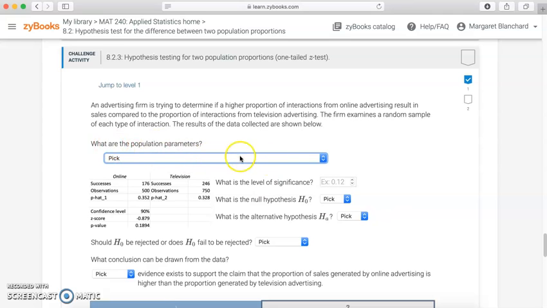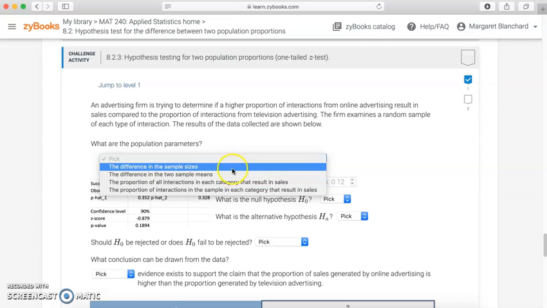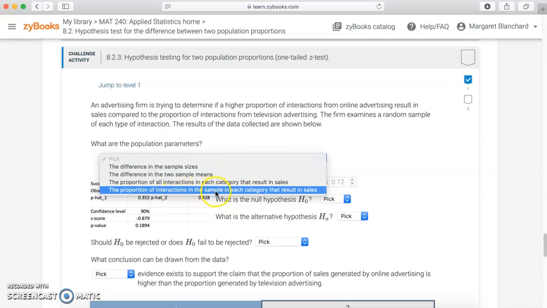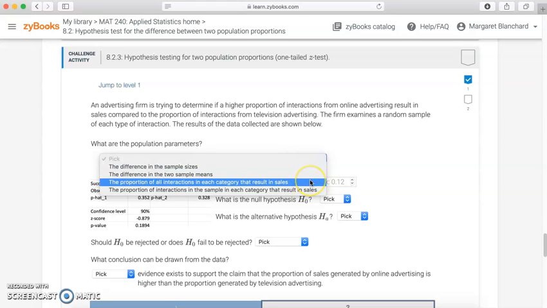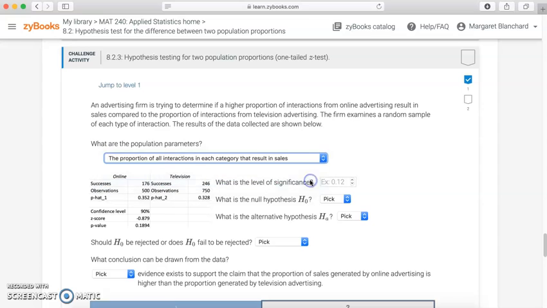So first, what are the population parameters? We're not looking at sample size, not looking at sample means, and we're definitely not looking at the proportion of interactions in the sample. We are testing and looking at the proportion of all interactions in each category that result in sales. All right, so our level of significance, let's go with our confidence level of 90%, gives us a 0.10 or 0.1 level of significance.